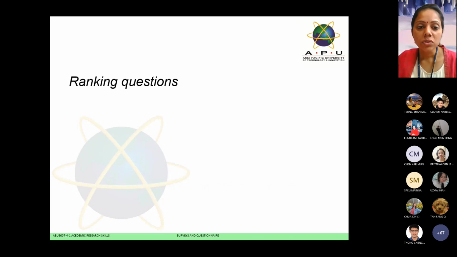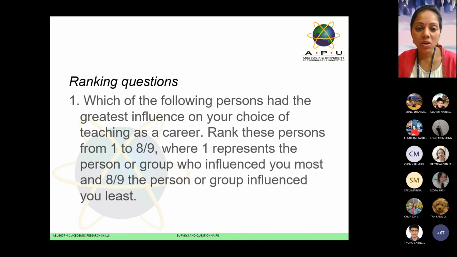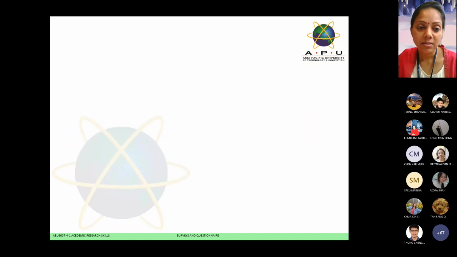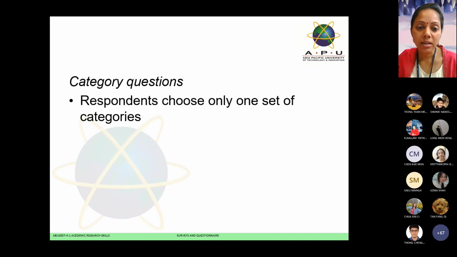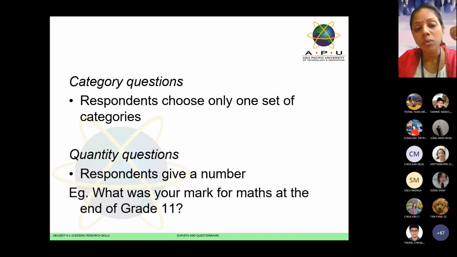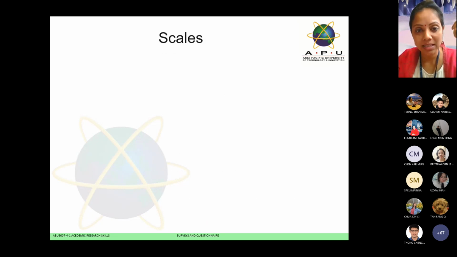Okay, so there is another type of scale. It's called ranking questions. Ranking questions, you can do this if you want to know people's preferences, which is most preferred, least preferred. This is very popular: ranking, category questions, quantity questions. In a category question, you just choose a particular category. Quantity means you ask them to type the number. How old are you? How many family members are there in your house? What was your score in the last term, for example? All right, so these are quantity questions.